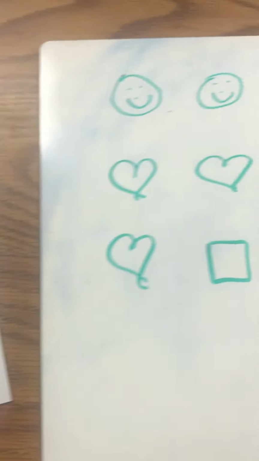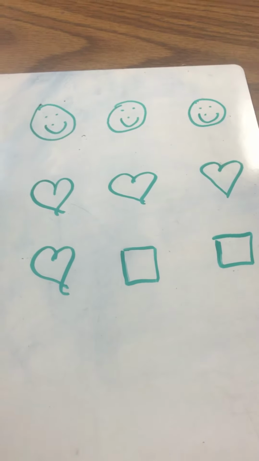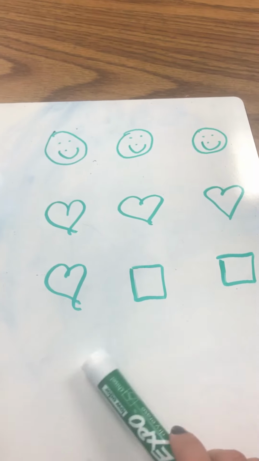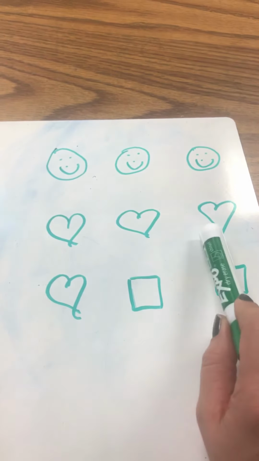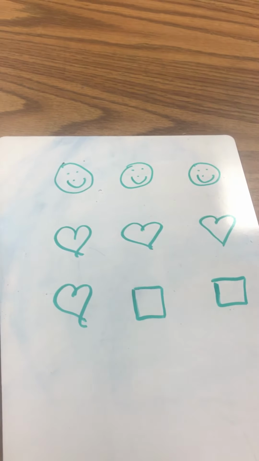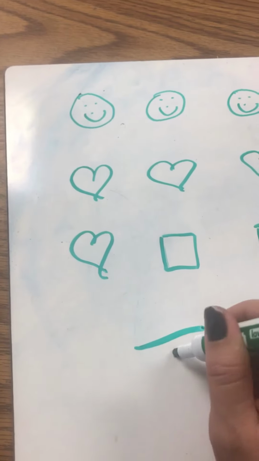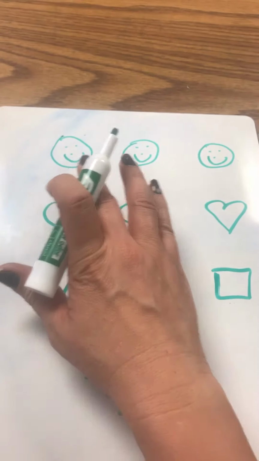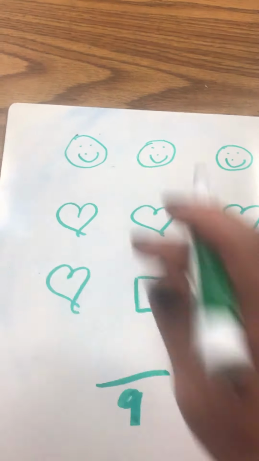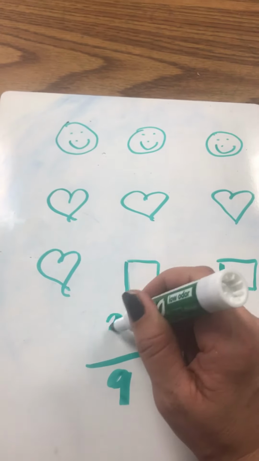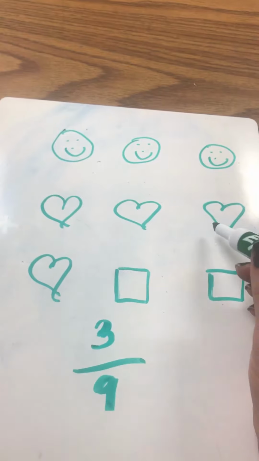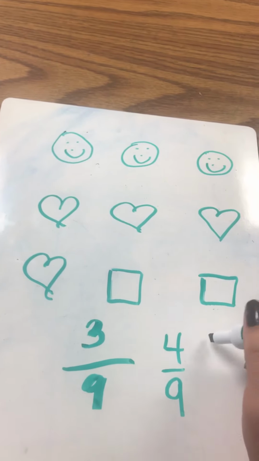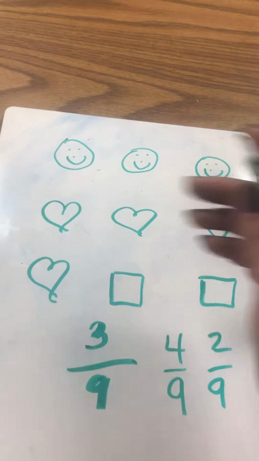So, for example, if I were to have a similar problem where I have various different pictures in a set, I could look at this picture and know that I have a total of 9 objects. So that would be my denominator of a fraction, 9, because the total number of objects I have is 9. If I want to know what the fraction of my smiley faces is, there are 3 smiley faces out of the set of 9 objects. And my hearts would represent 1, 2, 3, 4 out of the 9 objects, and my squares would represent 2 out of the 9 objects in this set.